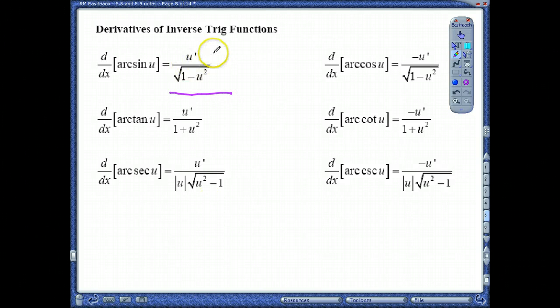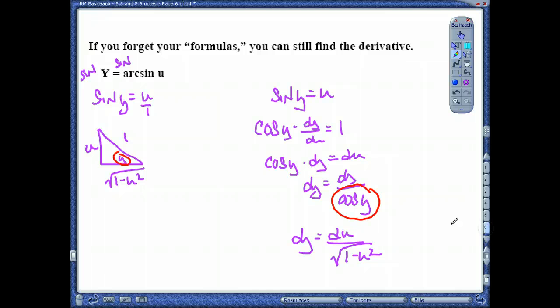And this u prime is just the derivative du. Same thing. So if you forget your formula, whatever that arc trig function is, do that trig function to both sides, draw a little triangle, find the derivative, plug that cosine out of there so you have nothing but u's, and you're ready to go.